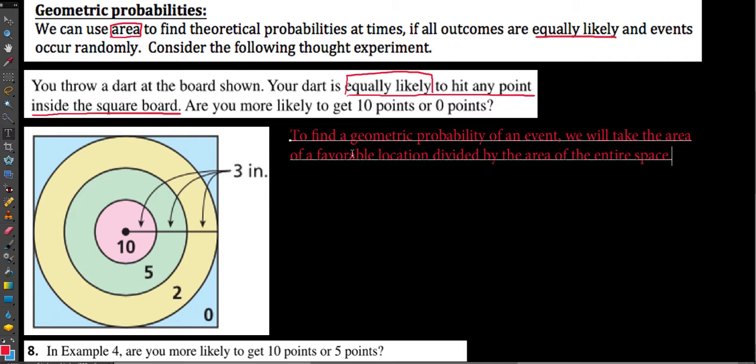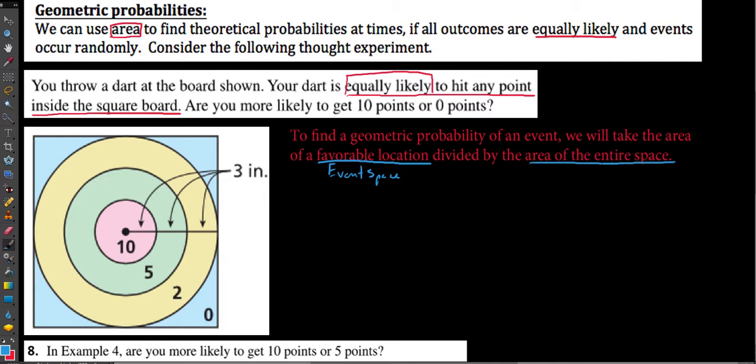So with respect to how this is related to our theoretical probabilities, the likelihood of some event would be the favorable outcomes divided by the total number of outcomes. When we look at this situation here, we say that the probability of an event will take the area of a favorable location. This right here is going to be our event space. And this right here, the area of the entire space, that'll be what we usually refer to as the sample space. So in a theoretical game or probability, we say the set of all possible outcomes is our sample space. Well, the set of all possible area here is going to be our sample space.